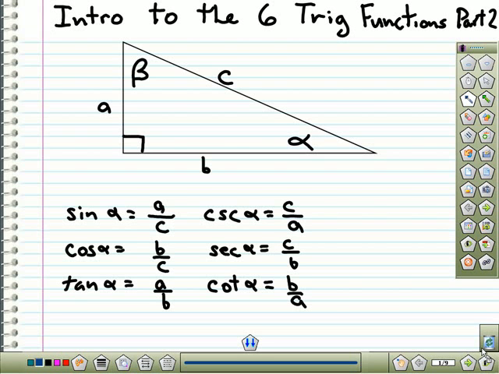Now remember that we've got sine, cosine, and tangent, and then the reciprocals. Sine of alpha here is opposite over hypotenuse. Cosine of alpha is adjacent over hypotenuse. And tangent of alpha is opposite over adjacent. And then you have cotangent, the reciprocal of tangent, secant, the reciprocal of cosine, and cosecant, the reciprocal of sine. So that's just what we did yesterday.